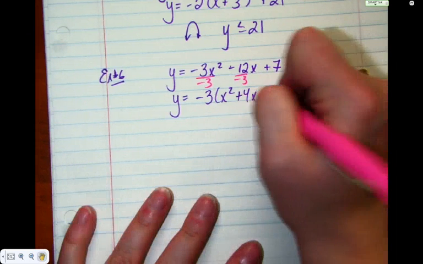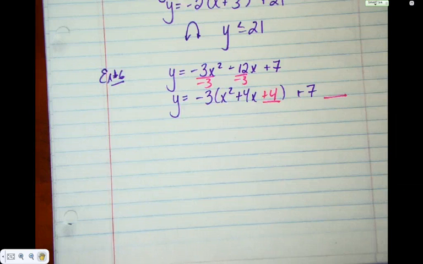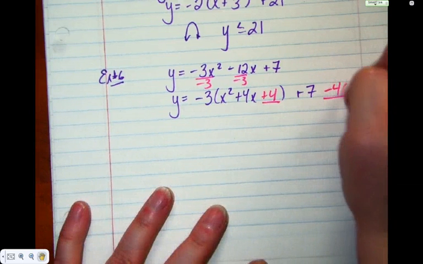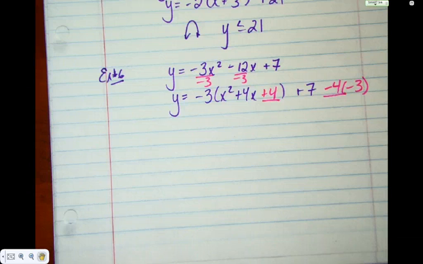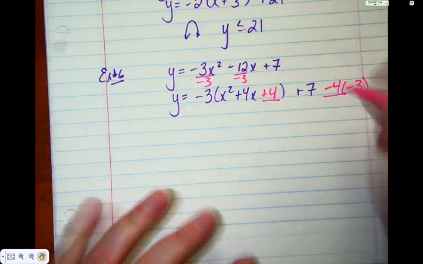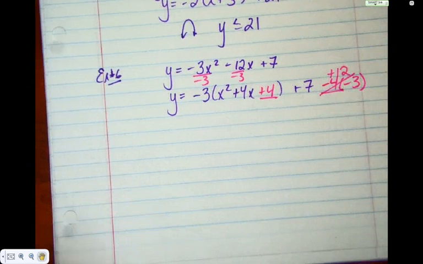Number in the first blank is going to be plus 4. Number in the back is going to be -4 times -3. If you can see that you're going to multiply and right away you want to put plus 12, that's fine. So if you can see that you're going to multiply a -4 times a -3, great. If you didn't see it, no problem. Okay, finish it off.